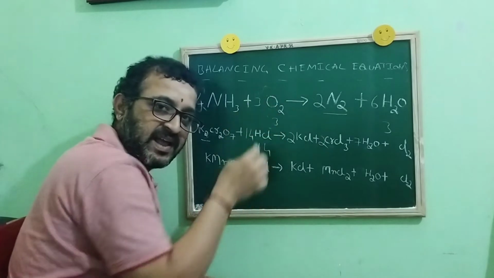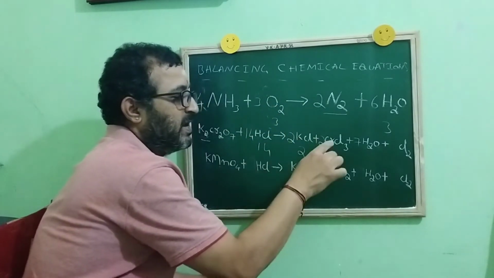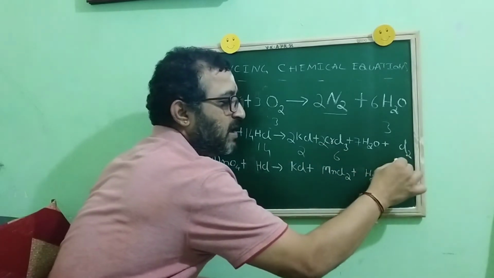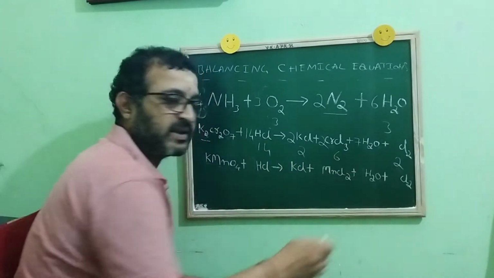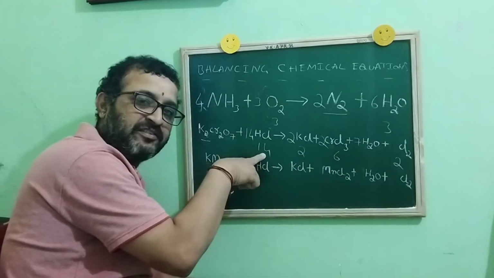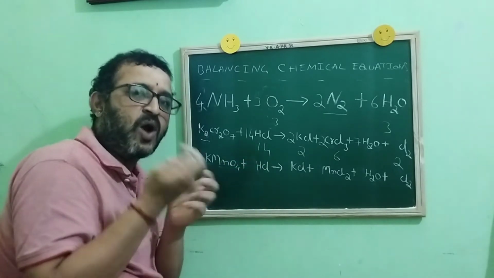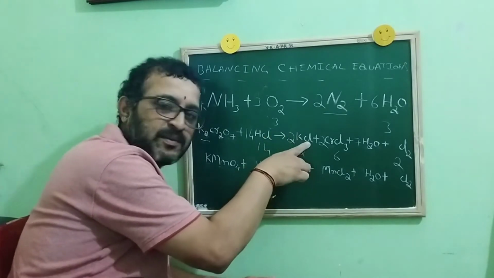Now on the right hand side we'll just check the chlorine atoms. 2 ones are 2 here, 2 threes are 6 here, and in the last we have 2 chlorine atoms. Now altogether 6 plus 2 plus 2 is what? 10. But we want how many children? 14. So we have to increase the number of chlorine atoms. How to increase the number of chlorine atoms? Can I put any number here so that the chlorine atoms will increase?